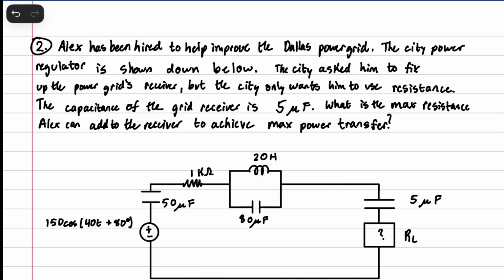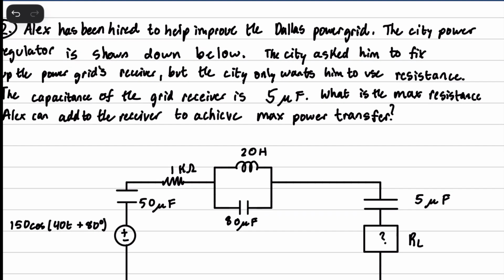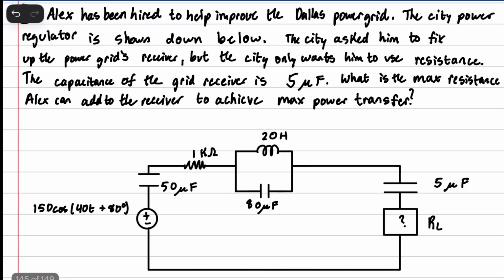The city power regulator is shown down below. The city asked him to fix up the power grid's receiver, but the city only wants him to use resistance. So that sounds like a specific case of ours. The capacitance of the grid receiver is 5 microfarads. What is the max resistance Alex can add to the receiver to achieve max power transfer?